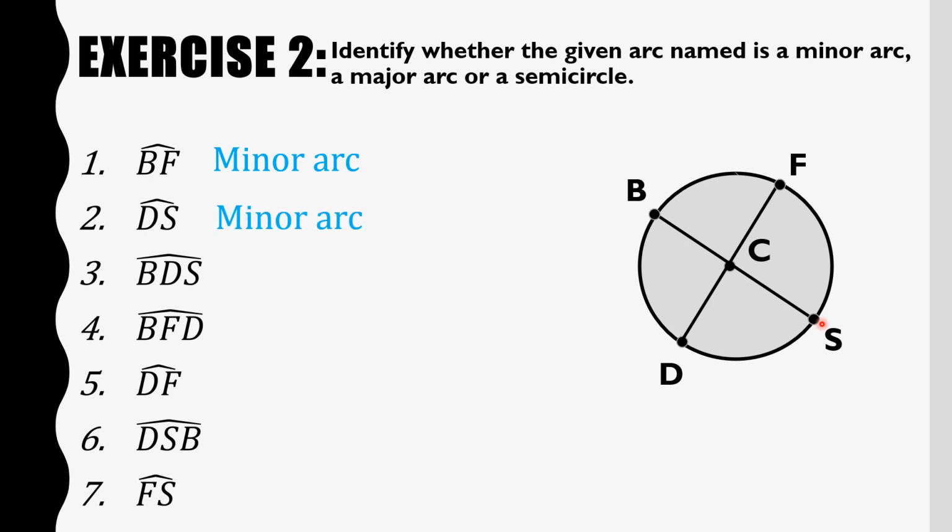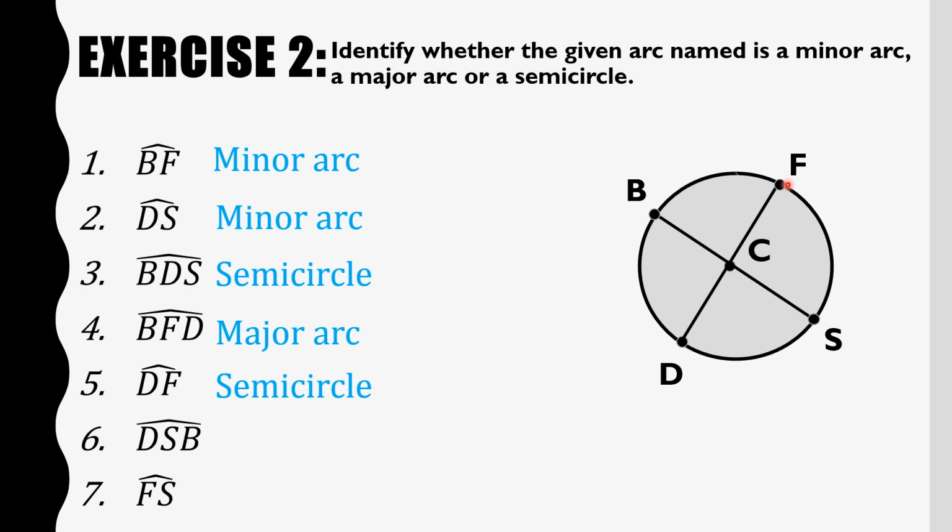For number 3, arc BDS. That is correct. This one is a semicircle. For number 4, we have arc BFD. That is correct. This one is an example of major arc. For number 5, arc DF. That is correct. This one is a semicircle.